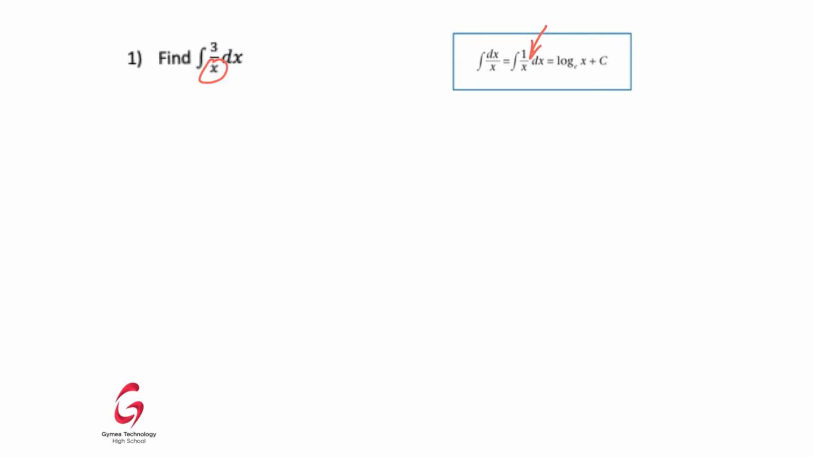All right, so when we go to integrate this, all we're going to say is I've got 3 lots of that base e logarithm plus c. All right, so if there's a number 5 or a number 17 on top, it'd be 17 lots of that base e logarithm plus c.